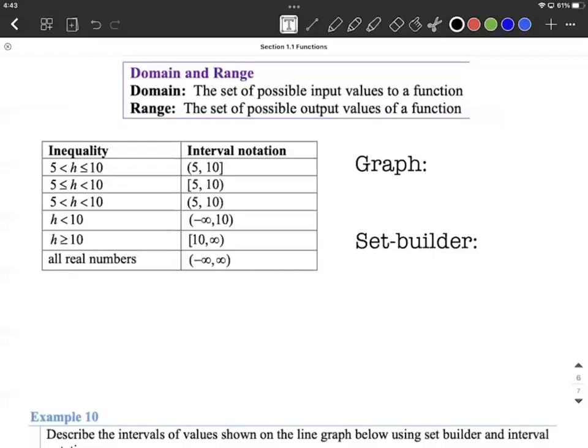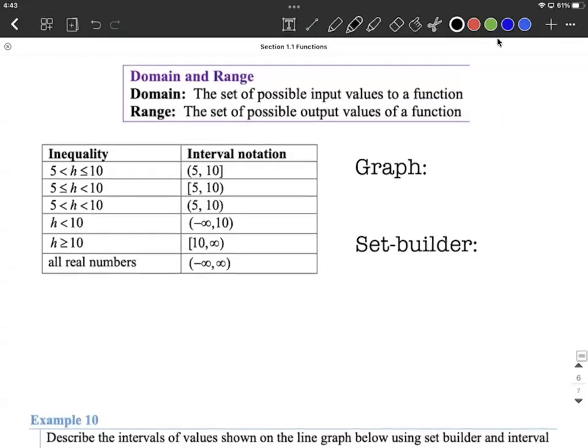Okay, domain and range. Domain you want to think of as being all the input values, all the values you're allowed to input. Typically that's going to be X values, and then the range are all the possible output values. So you can think of that as being the Y values for a function.